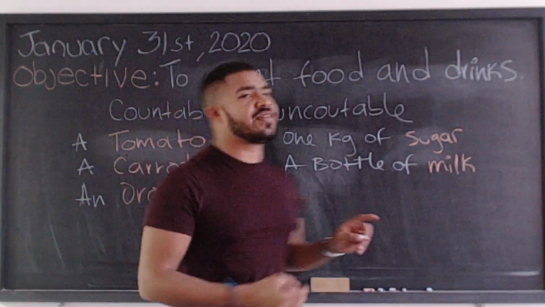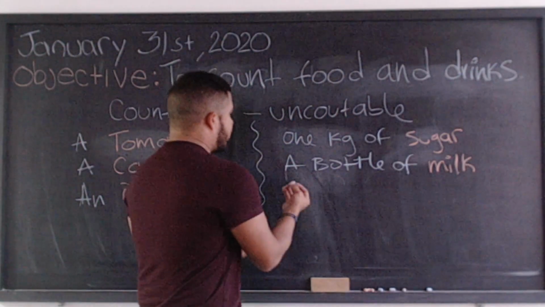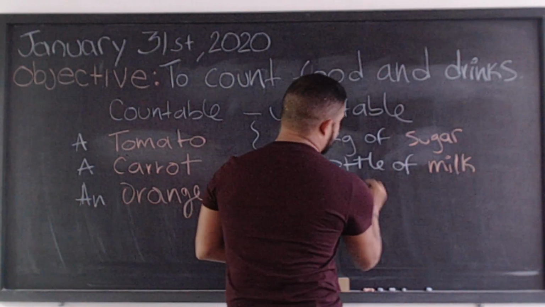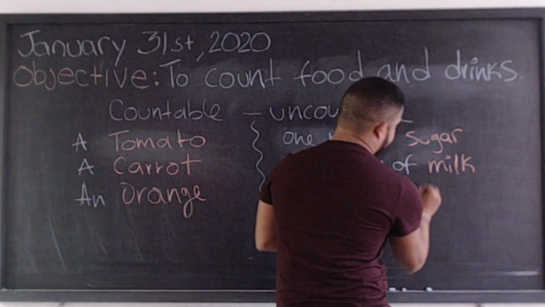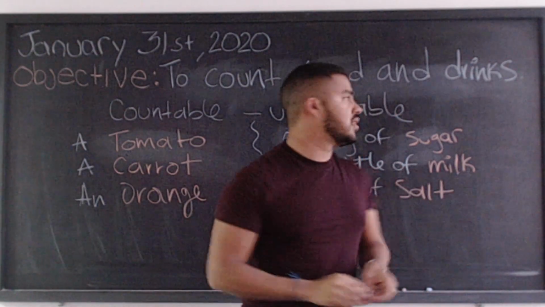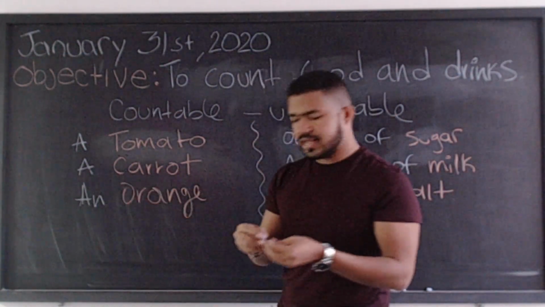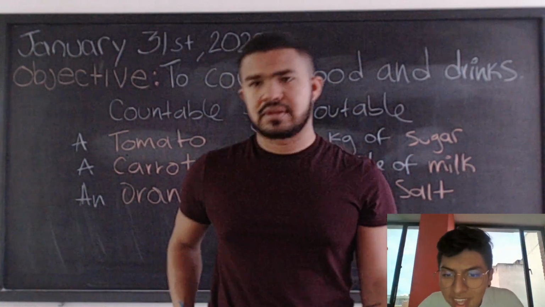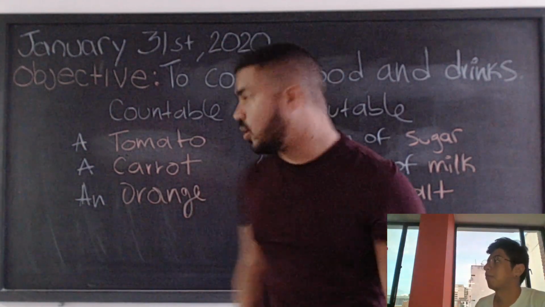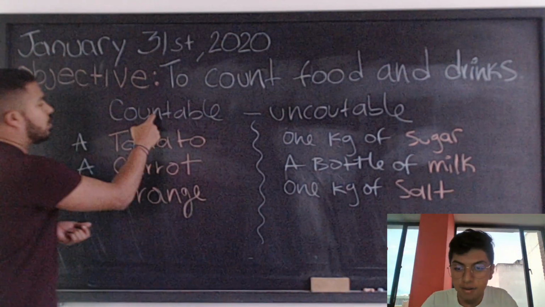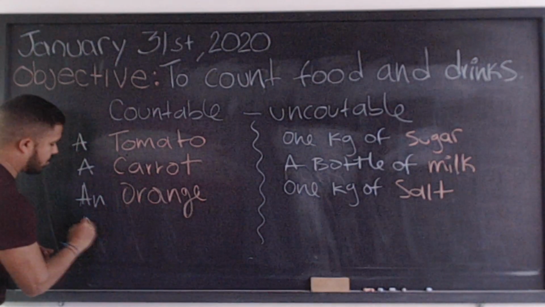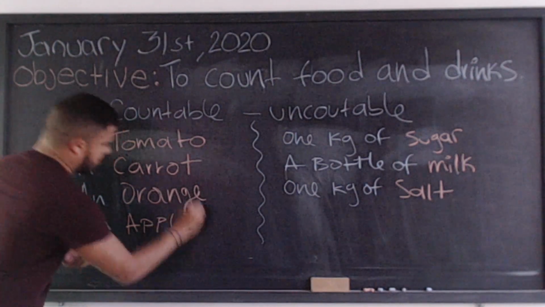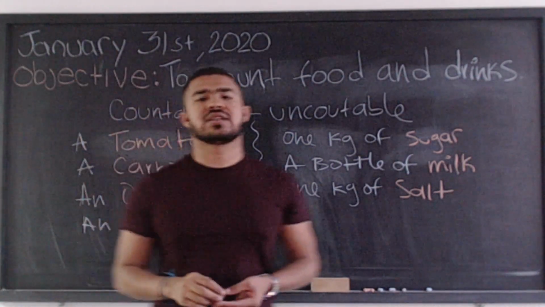Another example of an uncountable noun is salt. So we can say 1 kilogram of salt. You see that? This is uncountable and this is countable. Let's continue. Do you have more examples? Yes. Natalia again. Apple. An apple, very good. An apple, excellent. An apple, that's a countable noun.